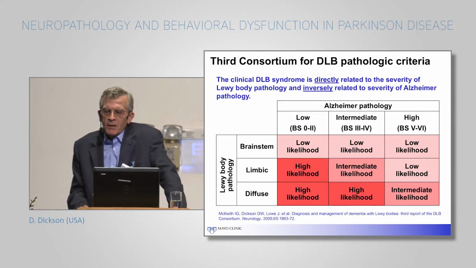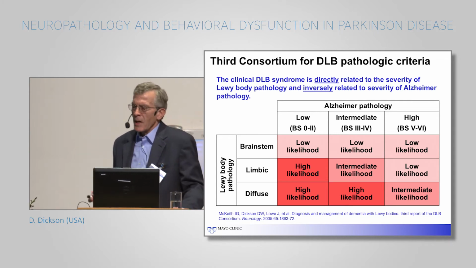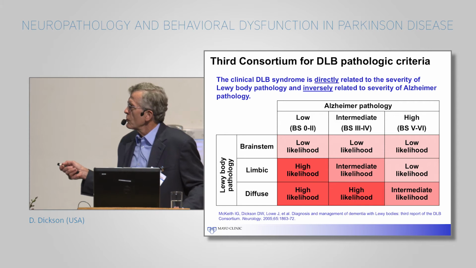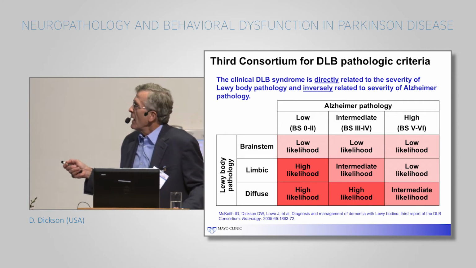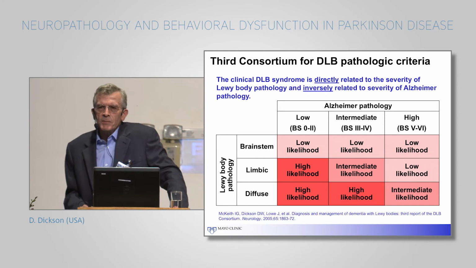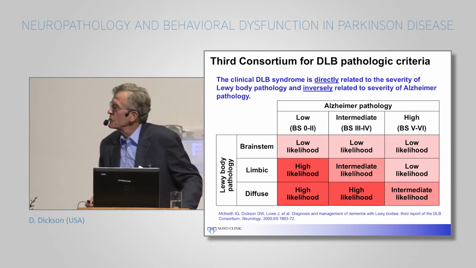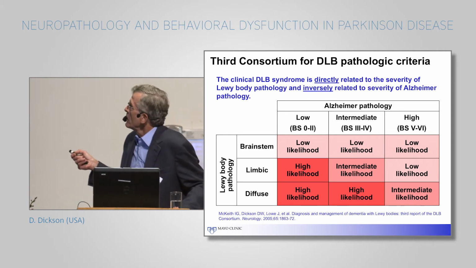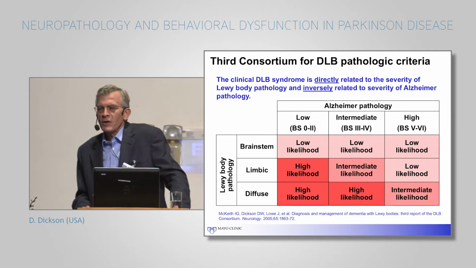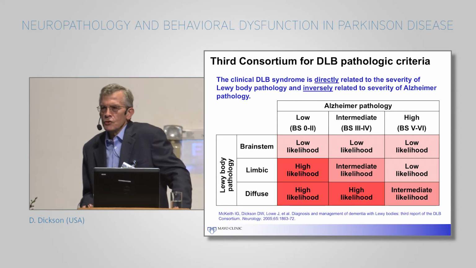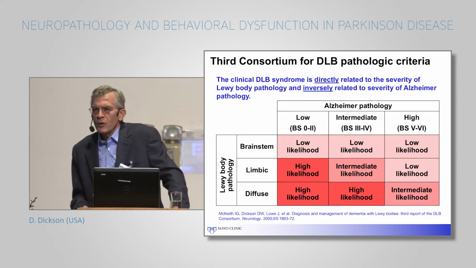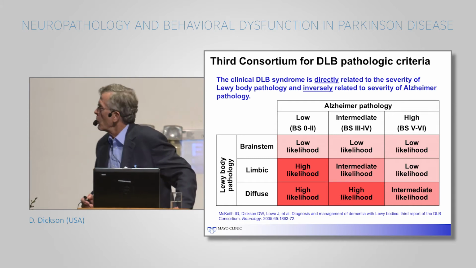Consortium for DLB recognizes the mixed nature of the pathology in this disorder and proposes to classify the individual according to the distribution of the Lewy bodies, brainstem predominant, limbic, or diffuse, and to also characterize the degree of Alzheimer pathology using a Braak neurofibrillary tangle stage, where low is minimal neurofibrillary tangles limited to the medial temporal lobe. Intermediate has neurofibrillary tangles affecting limbic structures and early neocortical involvement. And Braak stage 5 and 6 are neurofibrillary tangles that are widespread throughout the neocortex.